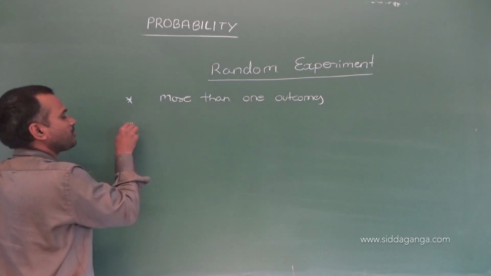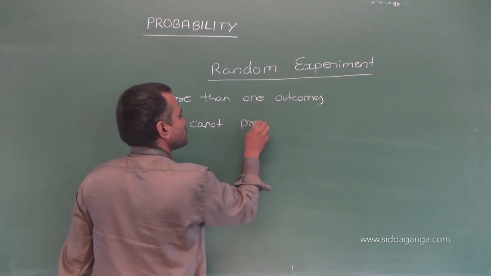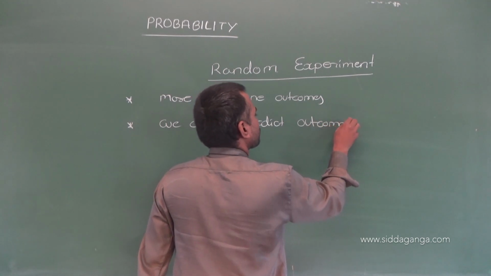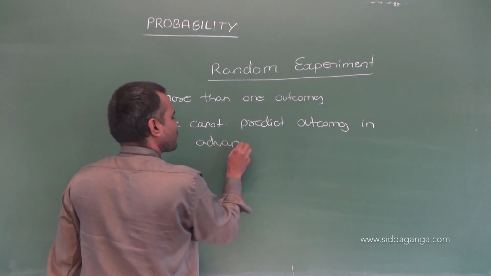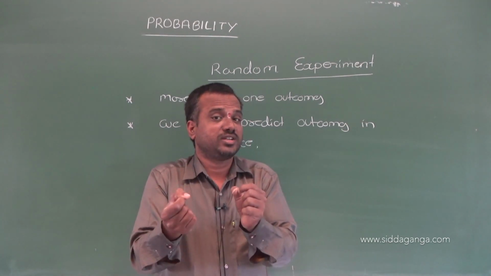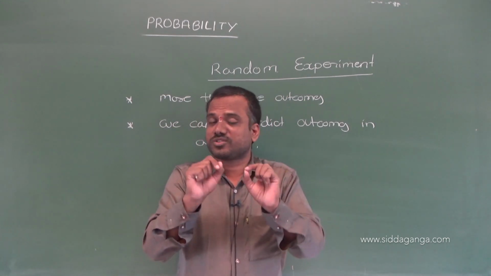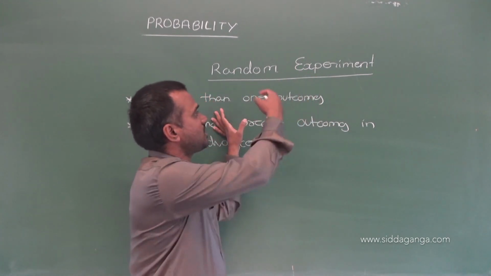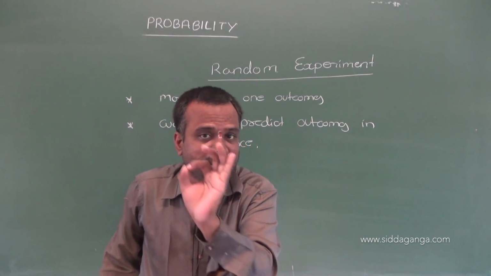The second point, we cannot predict outcomes in advance. We cannot predict the outcomes in advance. This is very important. We cannot predict the outcomes in advance. If these two conditions are satisfied, such experiment we call it as random experiment.